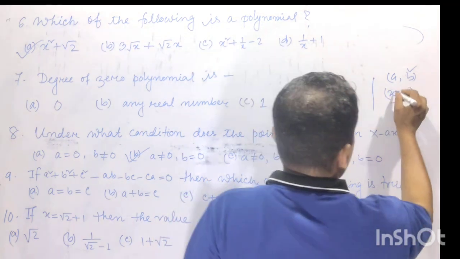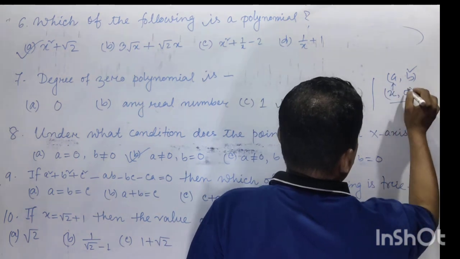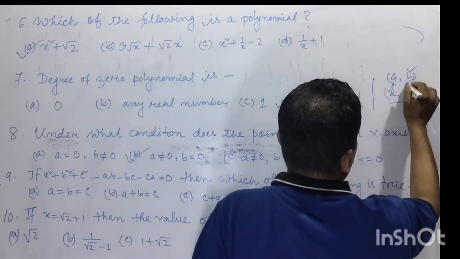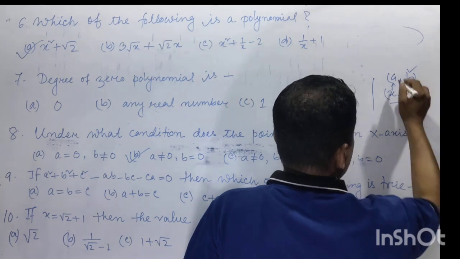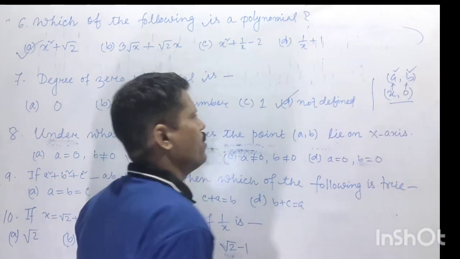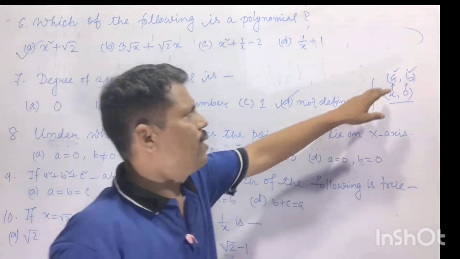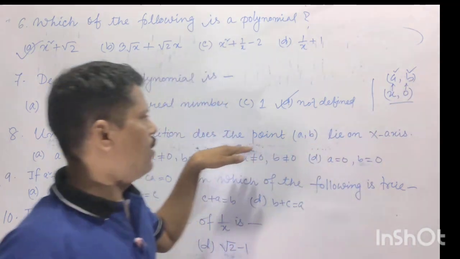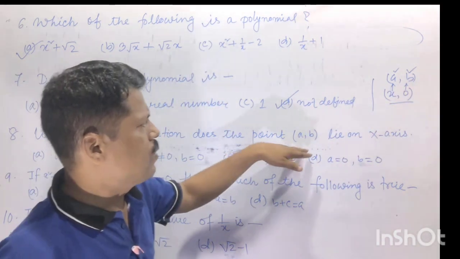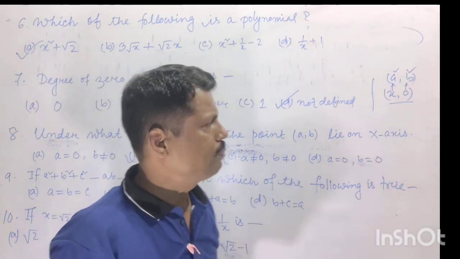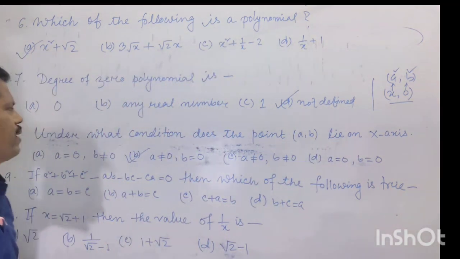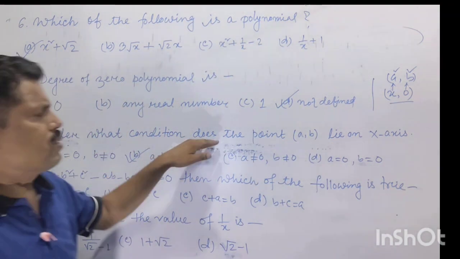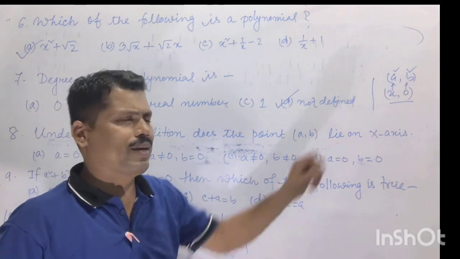Here, in place of the x coordinate, a is given, and in place of the y coordinate, b is given. So in this point, a should be not equal to 0 and b equal to 0. At that time we can say the point (a, b) lies on the x-axis. This question may be like this: under what condition does the point (a, b) lie on the x-axis?